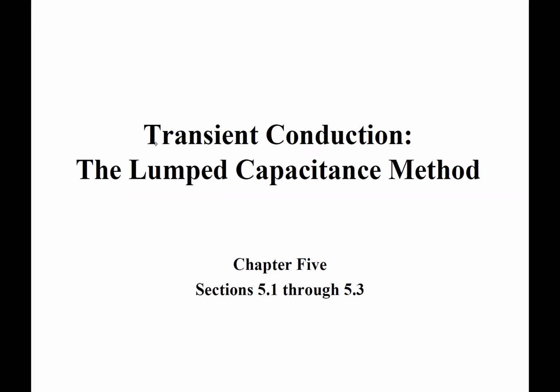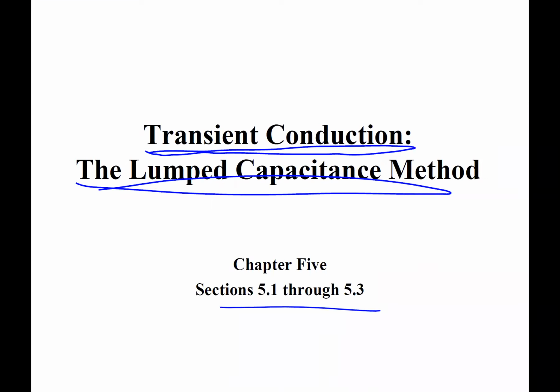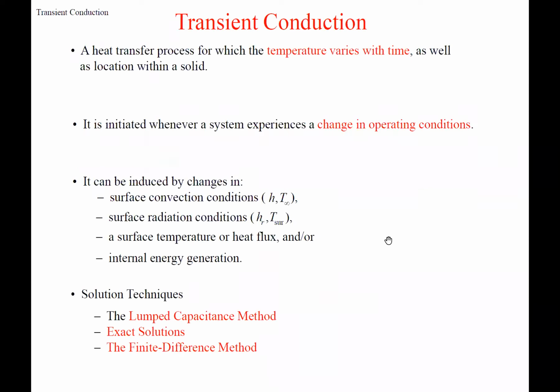Transient conduction is chapter 5. We'll just be doing the lump capacitance method, which deals with 5.1 through 5.3. Chapter 5 is all transient conduction, and 5.1 to 5.3 is the lump capacitance method. In transient conduction, temperature is varying with time.